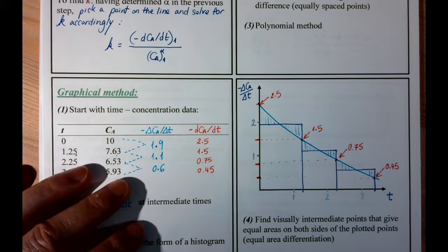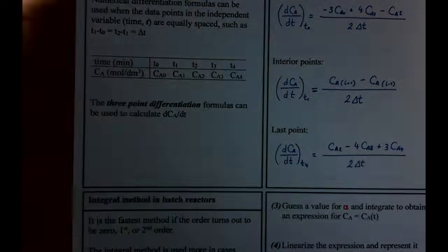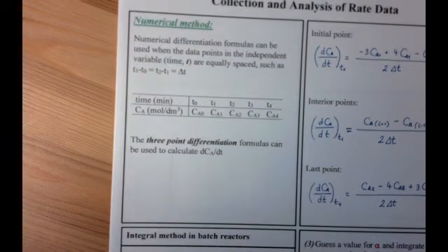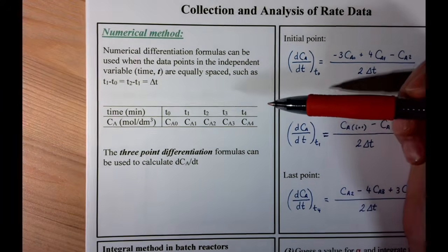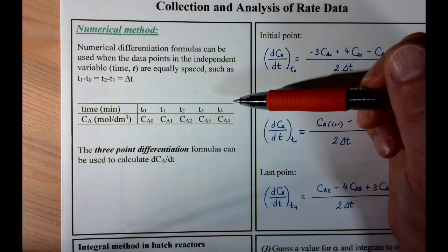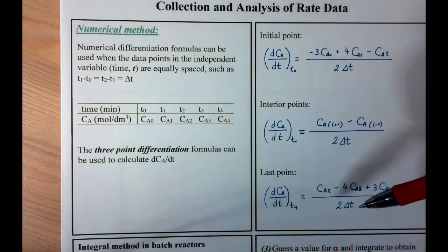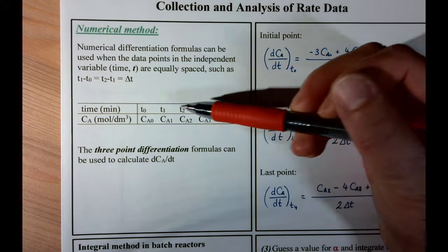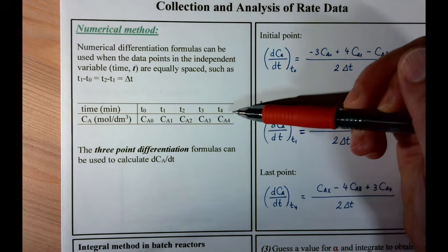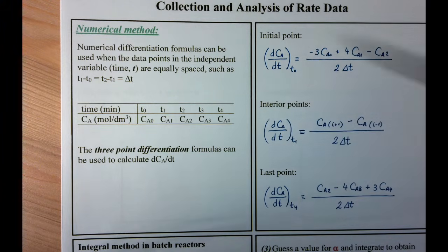Now, how about the numerical method? The numerical differentiation of the experimental data can be done using numerical differentiation formulas, only valid when your x values, in this case time, are equally spaced. So if I'm measuring the concentrations in the batch reactor at regular, same intervals of time, then I can use, for example, the 3-point differentiation formula to calculate dCA dt.